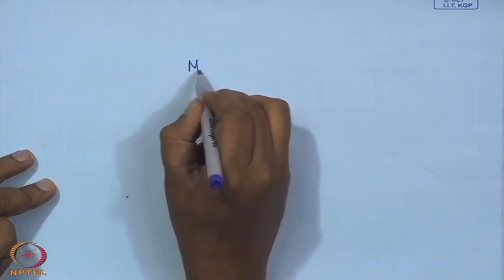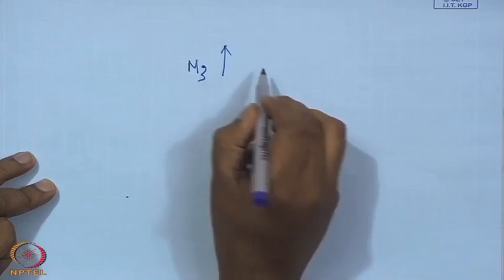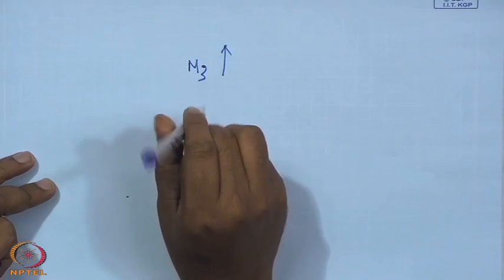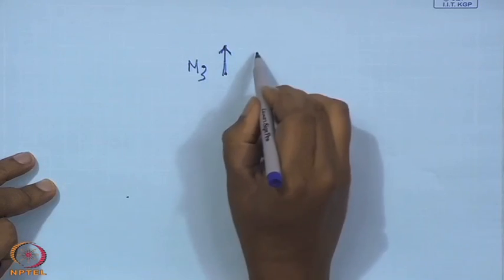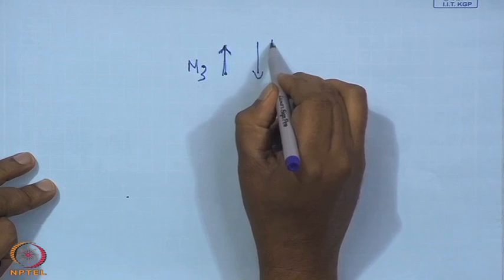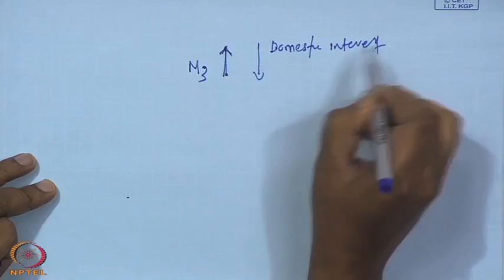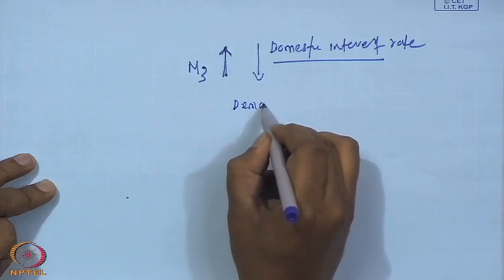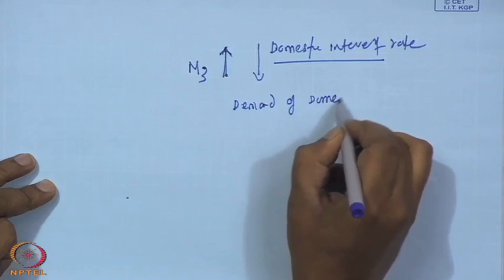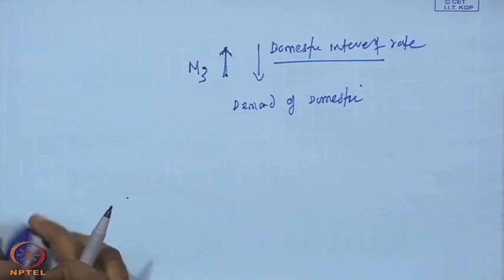The classical monetary approach applies when money supply, particularly broad money supply M3, increases. How do you increase the money supply? There are two ways. First, you supply more money by reducing the interest rate. Domestic interest rate you have to reduce. When the domestic interest rate reduces, there will be more demand for domestic money, because there will be more credit in the economy. Credit leads to supply of more domestic currency in the economy.